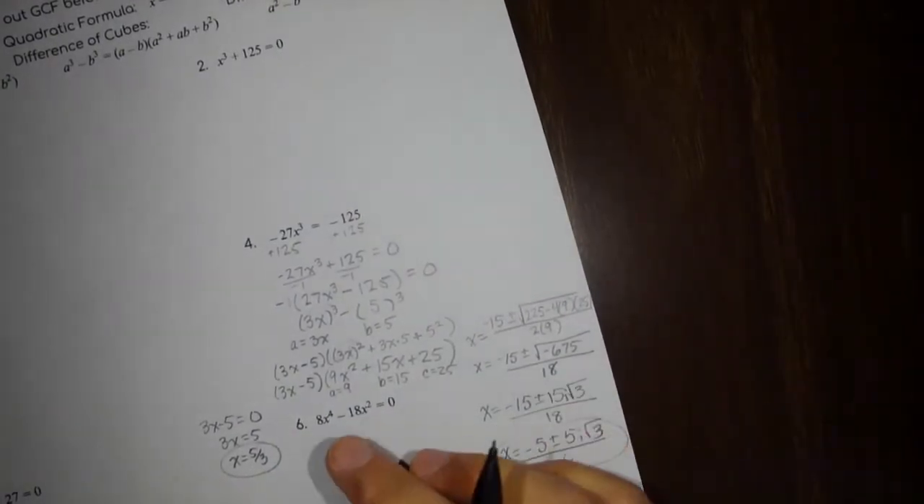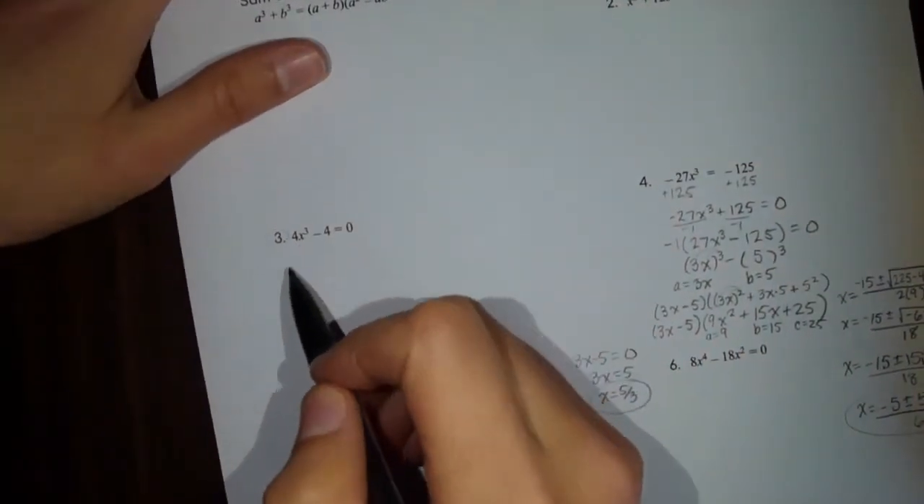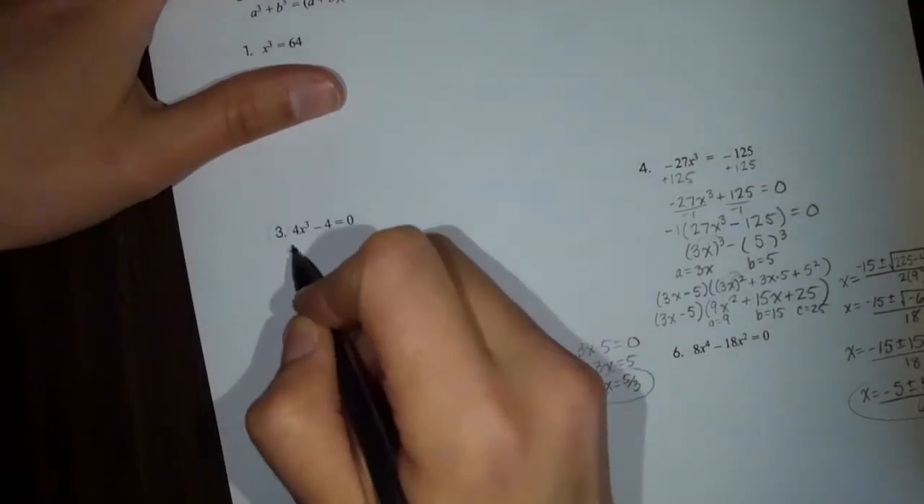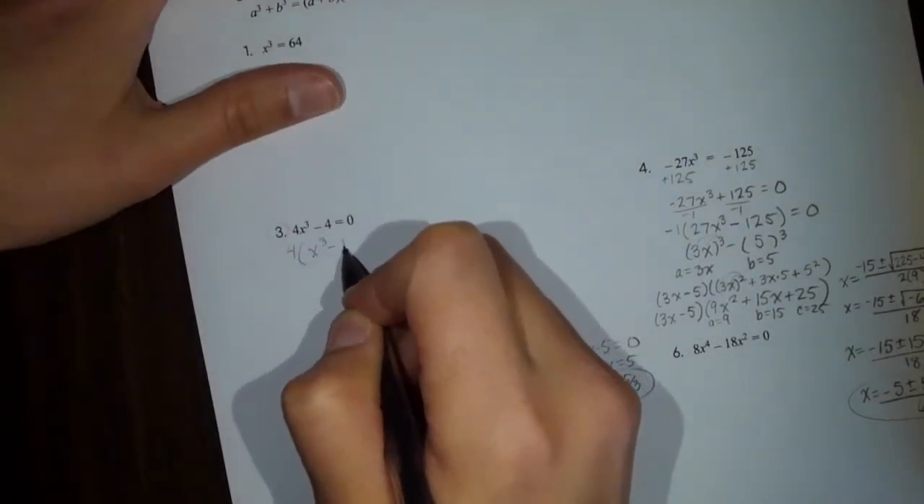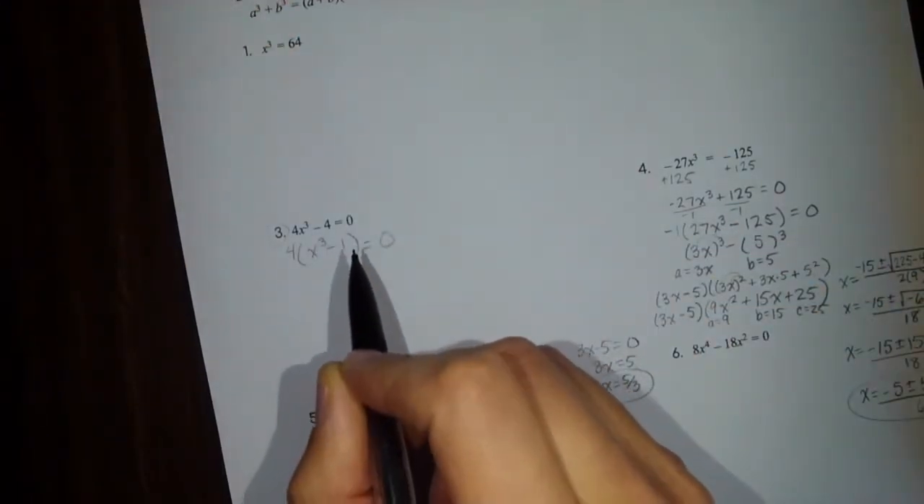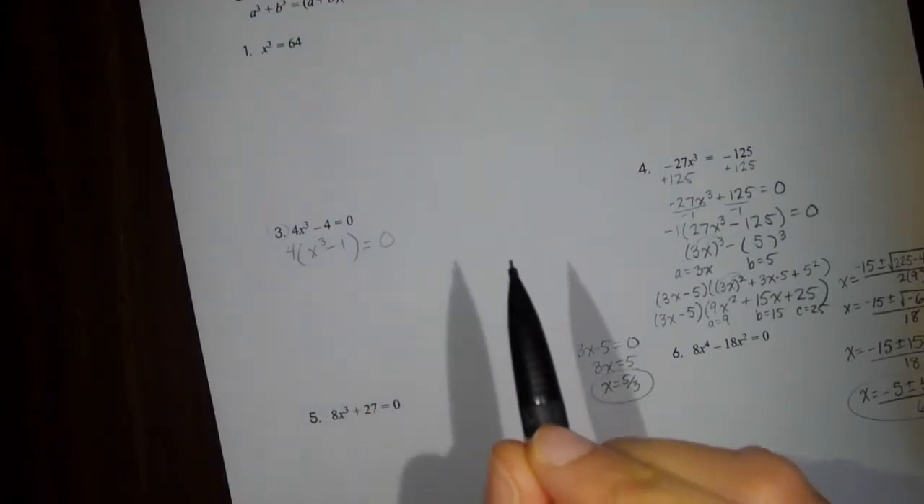Let's take a look at number 3. So this one has a GCF. 4 can go into both of these. So don't let the 1 confuse you. 1 to the 3rd power is equal to 1, so 1 is a perfect cube.